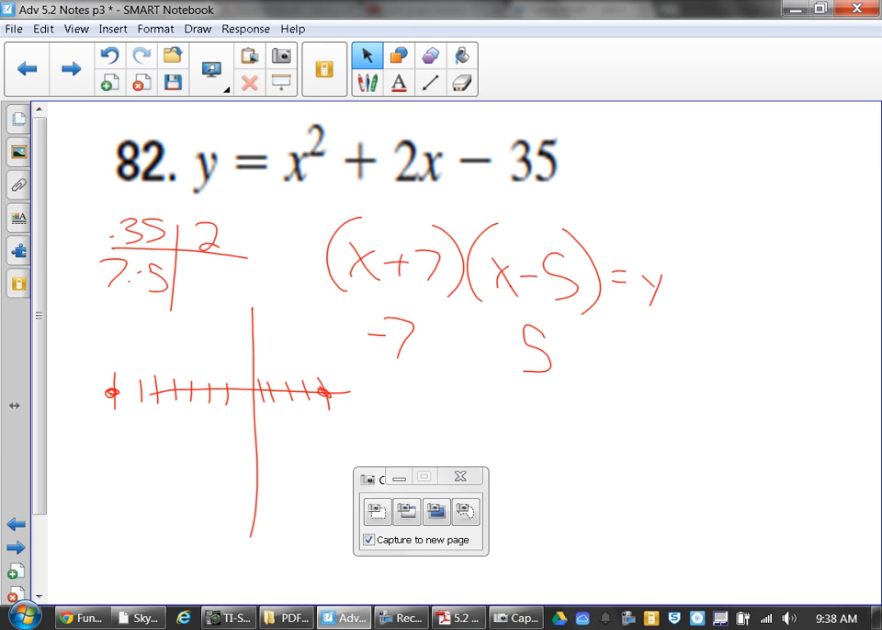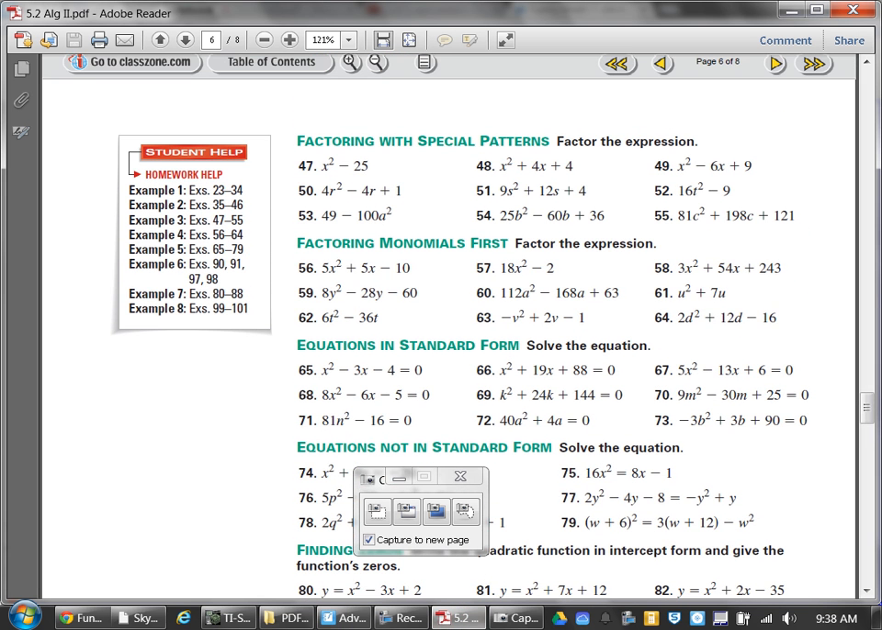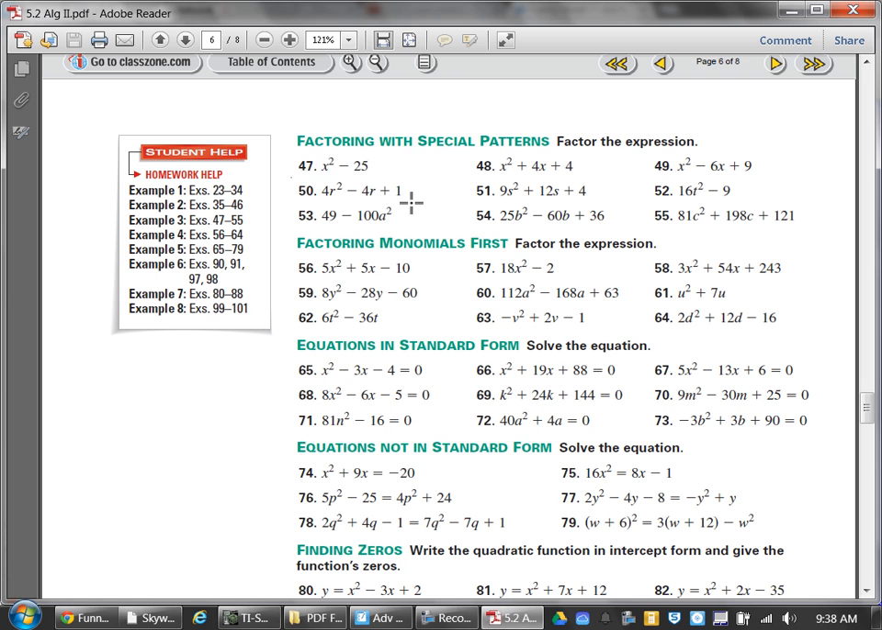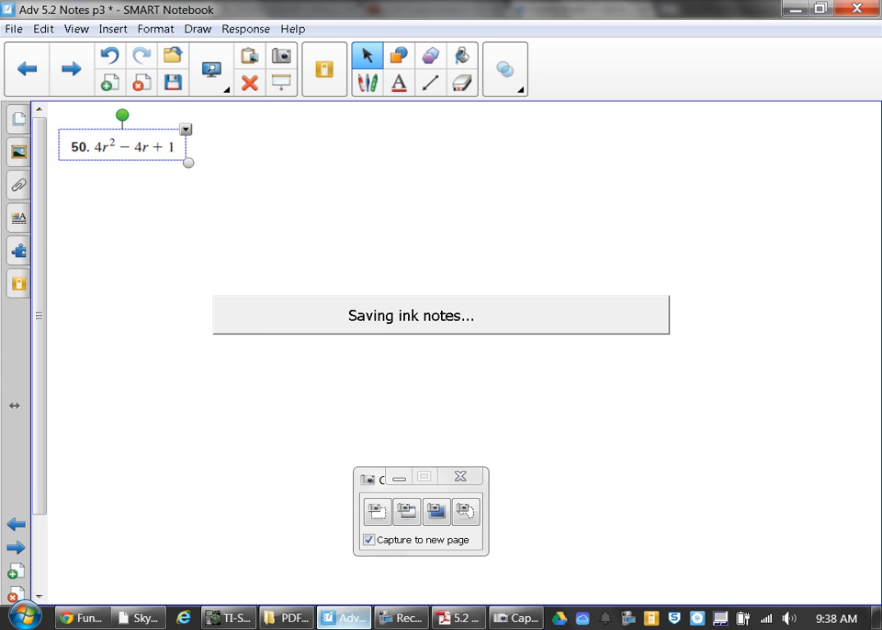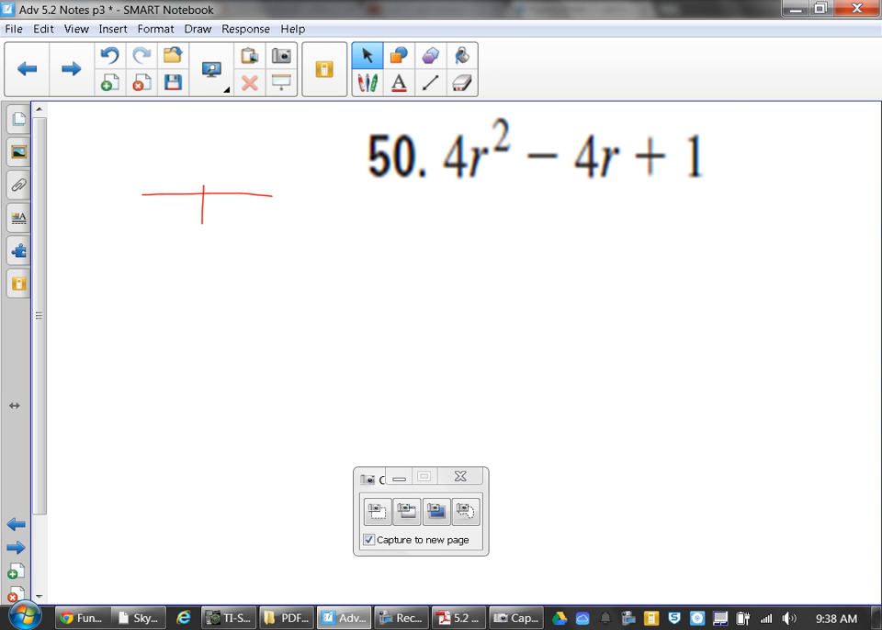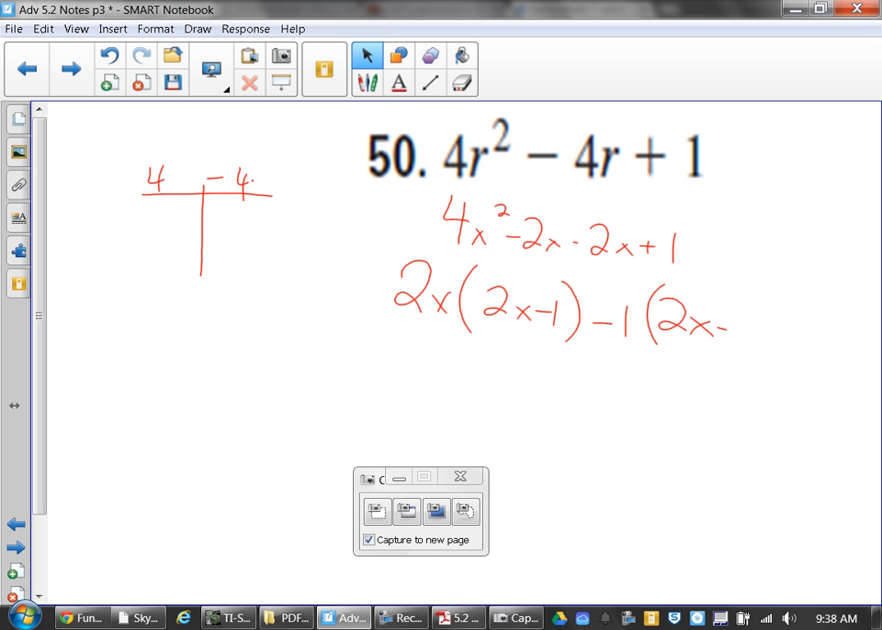All right, then we'll get going into today's stuff. In 50, we're looking at what times what is positive 4, and you add together to get negative 4. Negative 2, negative 2. Is it okay if I switch it to x's? Go with your GCFs. We get a 2x minus 1. Take out the negative 1, you have a 2x minus 1.